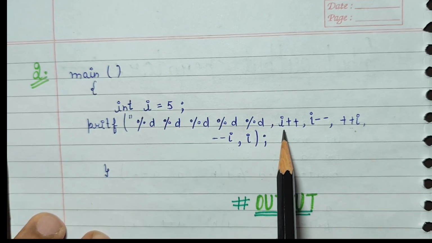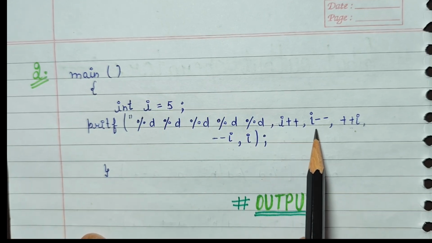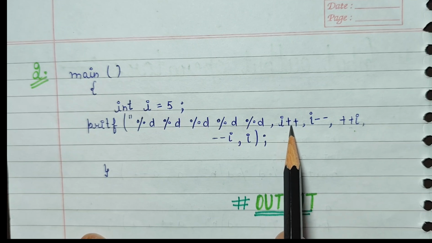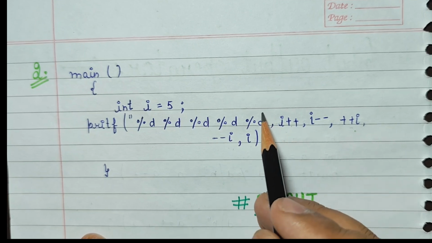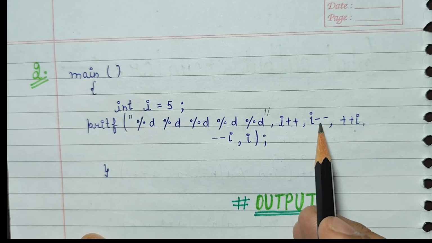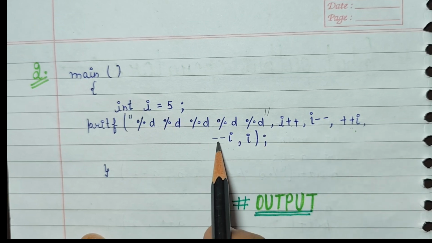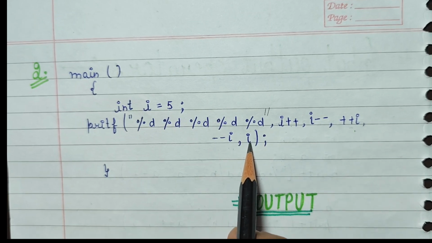Now how many variables do we have? We have 5. We have the i plus plus operator, then we have i minus minus, then plus plus i, minus minus i, and the normal variable i.